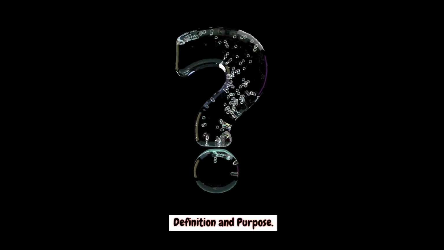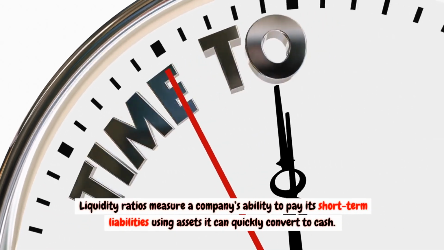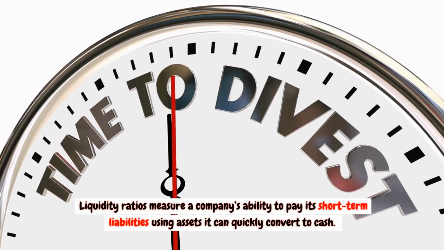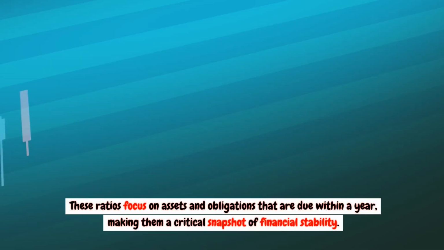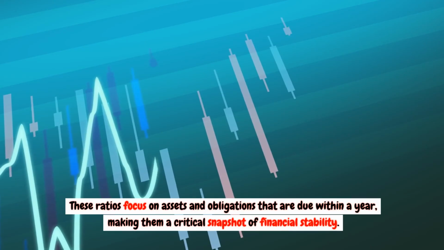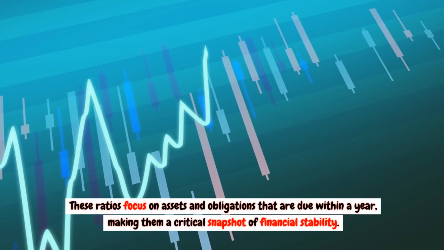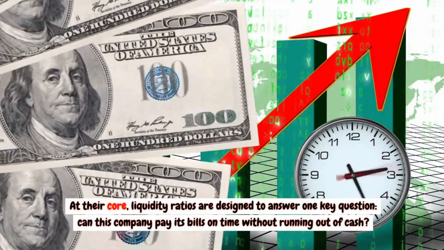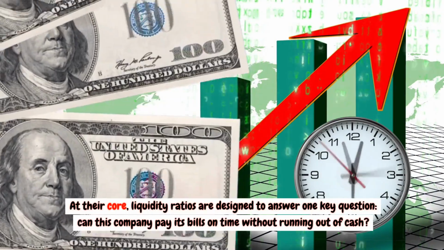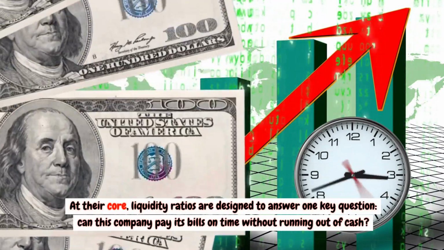Definition and purpose. Liquidity ratios measure a company's ability to pay its short-term liabilities using assets it can quickly convert to cash. These ratios focus on assets and obligations that are due within a year, making them a critical snapshot of financial stability. At their core, liquidity ratios are designed to answer one key question: can this company pay its bills on time without running out of cash?